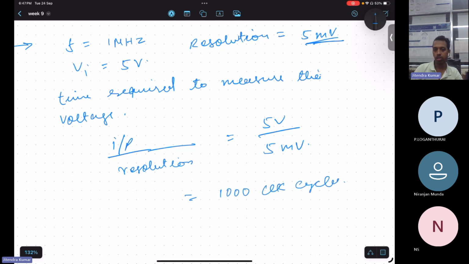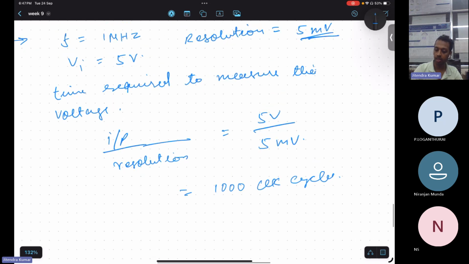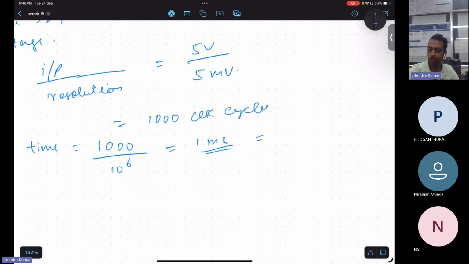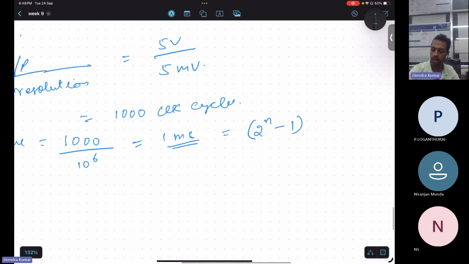If it is 1000 clock cycles and we have been given the frequency, so time will be 1000 divided by frequency, which is 1 megahertz, which is 10 to the power 6 hertz, which will be 1 millisecond. So 1 millisecond will be required to measure this much voltage. And this 1 millisecond would be equal to 2 raised to power n minus 1 cycles.